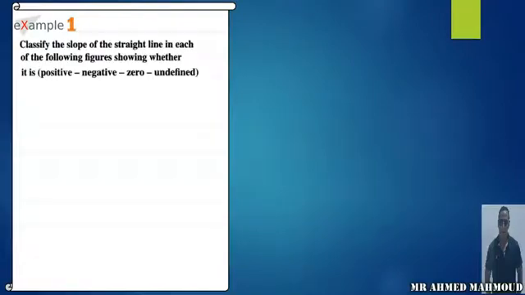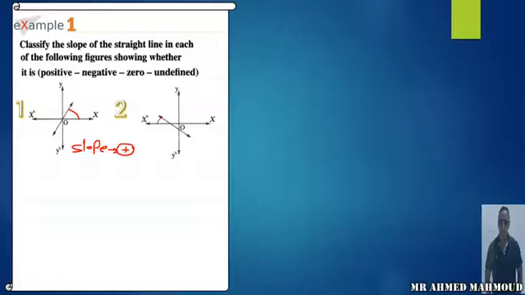Classify the slope of the straight line in each of the following figures, showing whether it is positive, negative, 0, or undefined. In the first case, here's a line, as we see here. The line is inclined with the positive direction of the x-axis, then the slope here is positive. The second case, here's a line inclined in the negative direction of the x-axis, then the slope here is negative. The third case, the line here is parallel to the y-axis, then the slope here is undefined.